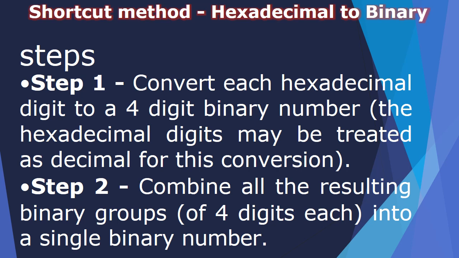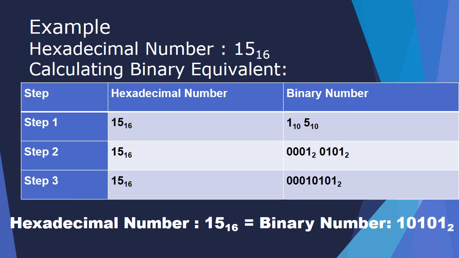Now what is the shortcut method to convert hexadecimal to binary? First, convert each hexadecimal digit to a 4-digit binary. The hexadecimal digits may be treated as decimal for this conversion. Combine all the resulting binary groups of 4 digits each into a single binary number. So for example, I have taken this hexadecimal number over here, 15 to the base 16.